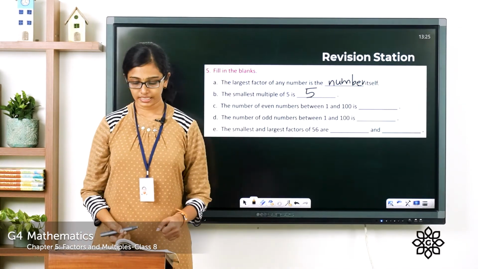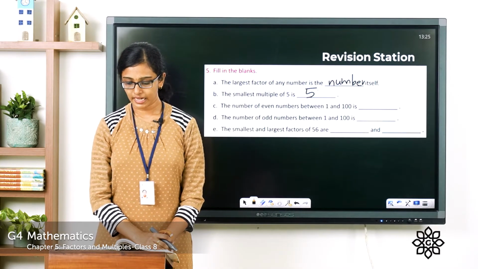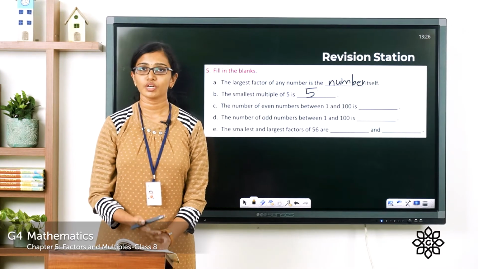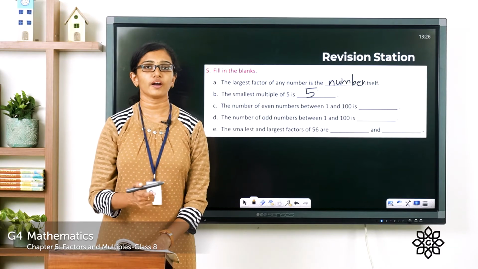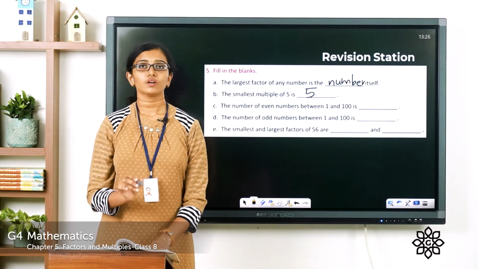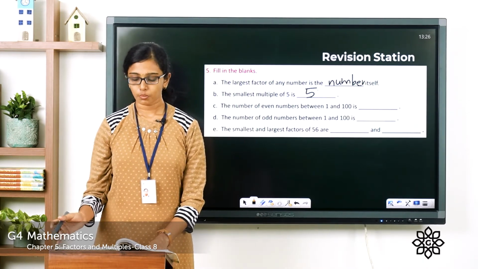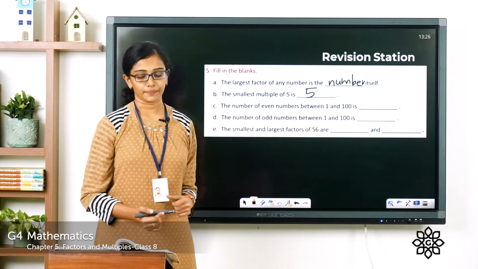Now question C, the number of even numbers between 1 and 100 is dash. So what are even numbers? Even numbers are those which end in either 0, 2, 4, 6 or 8 and they are divisible by 2 as well. So you write down all the possible even numbers between 1 and 100 in your notebook and count them and write the number here.